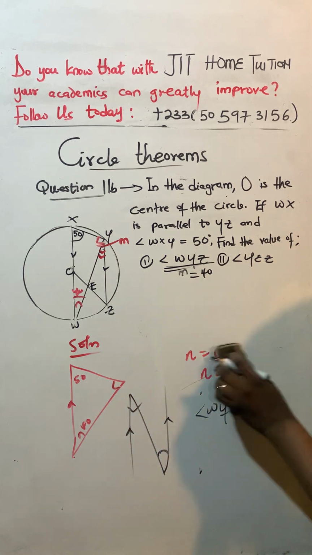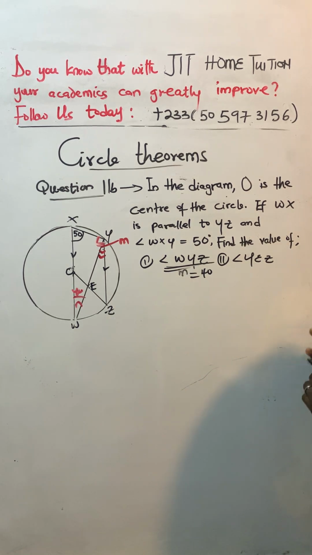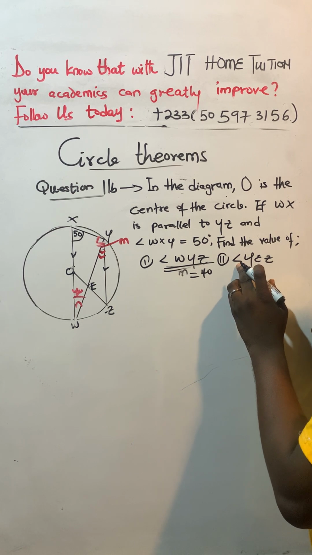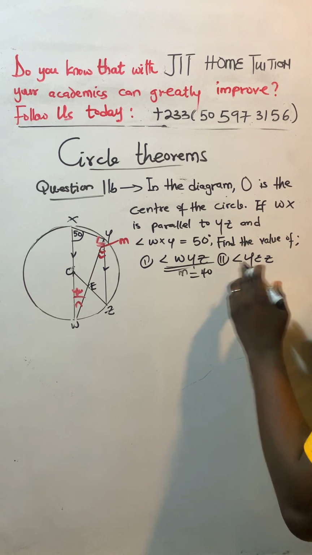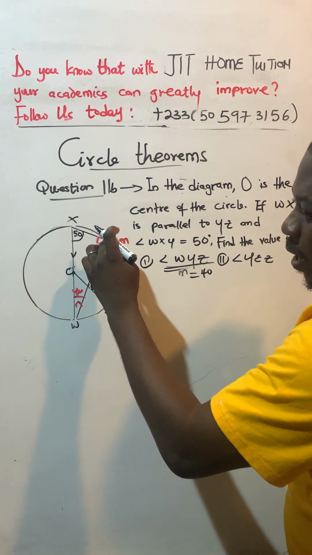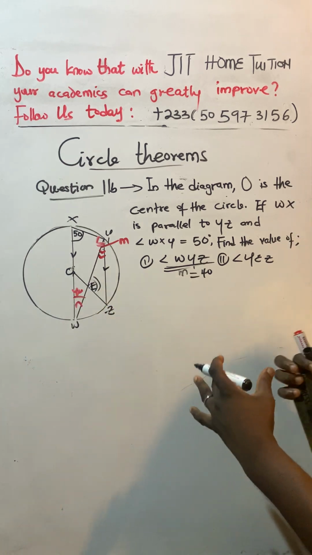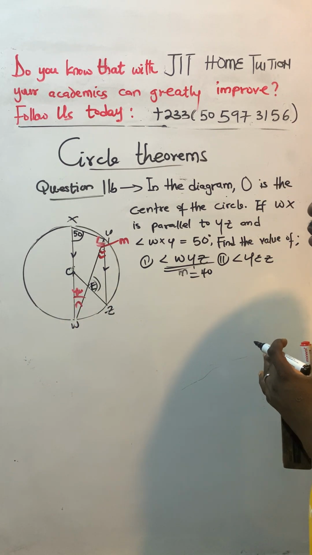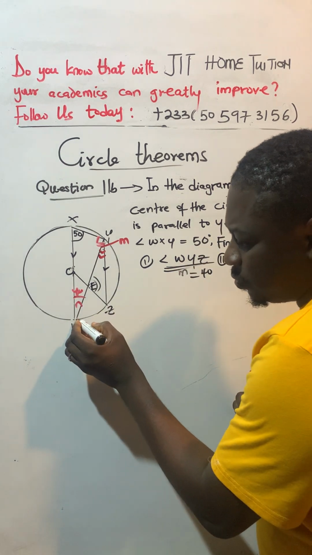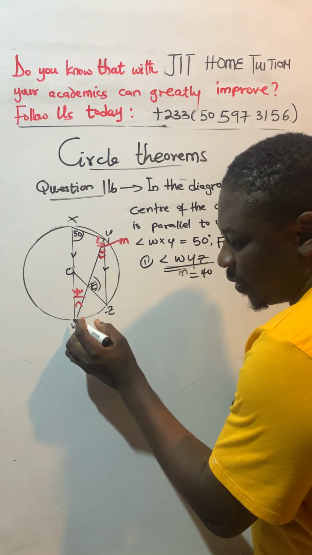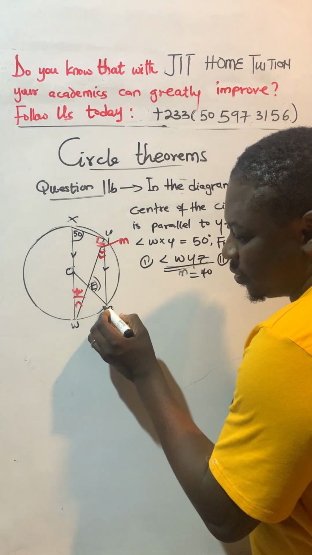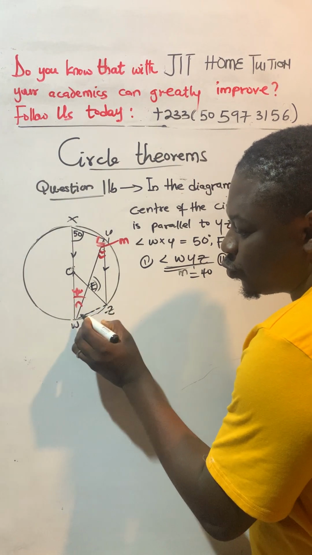Now, what you want to do is to find this side. That is angle YEZ. This is the angle that I want to find. Now, how do we go about with it? Now, watch it. You see that you have something over here. That's a point here. You can introduce a chord.